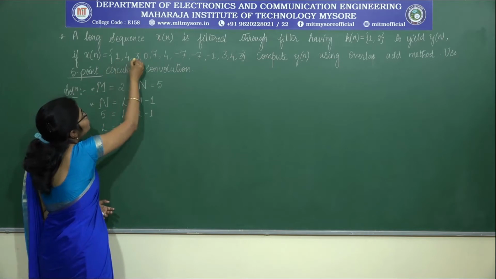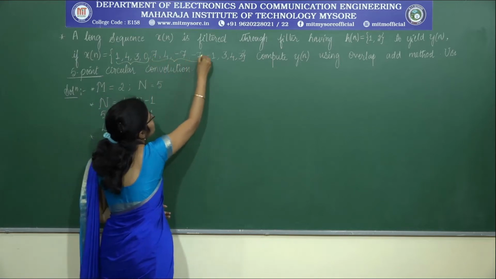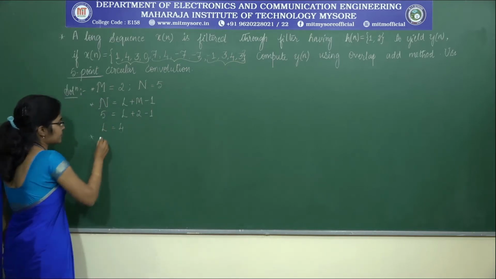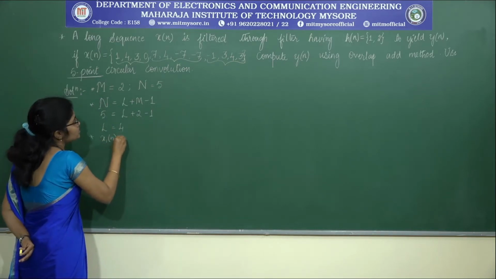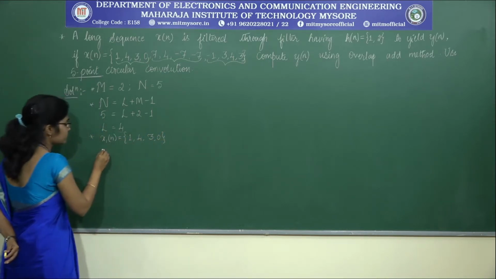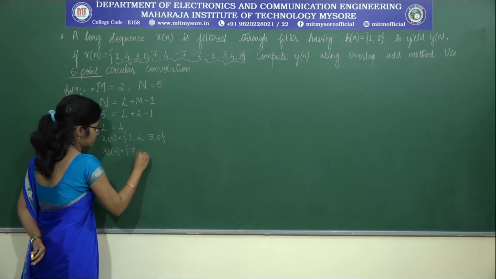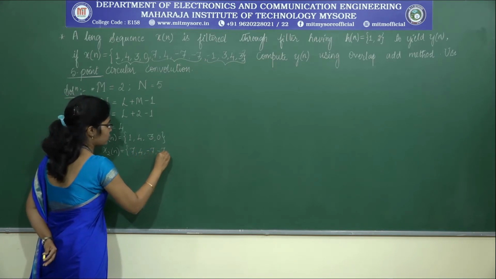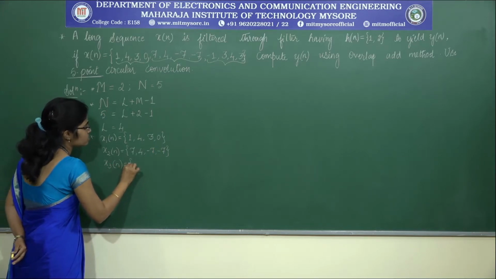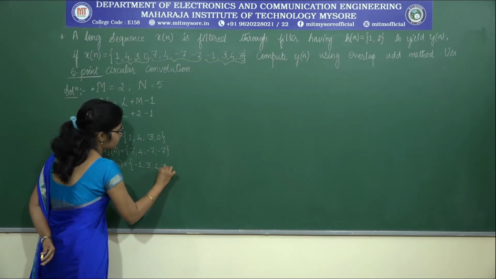Okay. So 1, 2, 3, 4. So this becomes x1 of n. Then this is x2 of n. So this is x3 of n. Okay. Let us rewrite that. That is x1 of n is equal to 1, 4, 3, 0. x2 of n is equal to 7, 4, minus 7 and 7. x3 of n is equal to minus 1, 3, 4, 3.